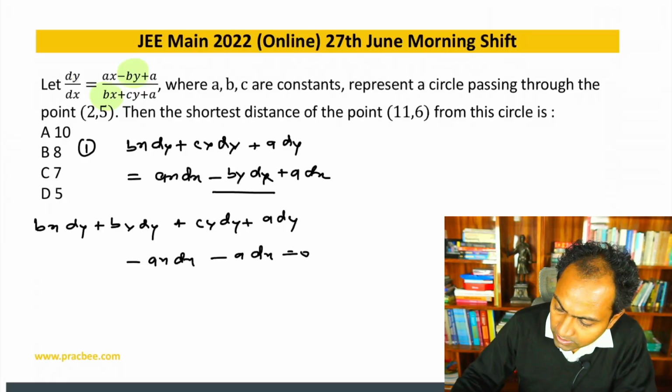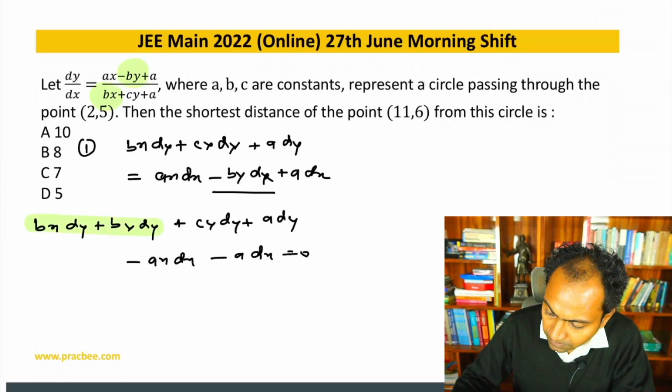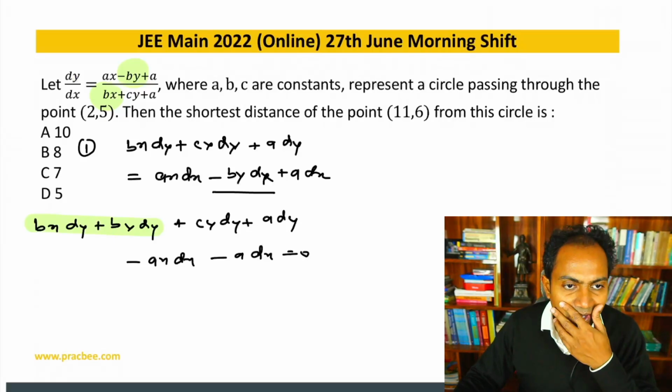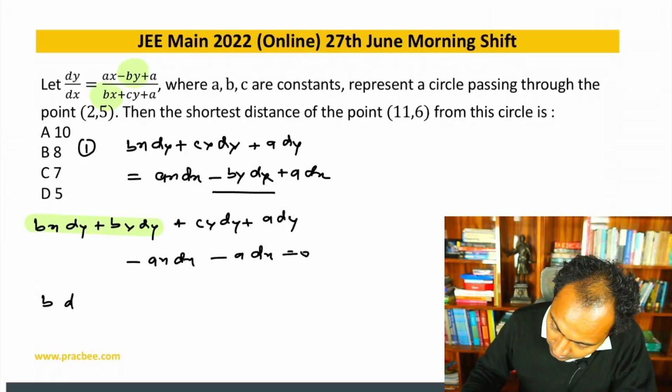Now, if you simply observe the first two terms, because of this nature of the pairing, b will become common and it will become d of xy. So you can see that just by doing this, now all the terms can be easily integrated.